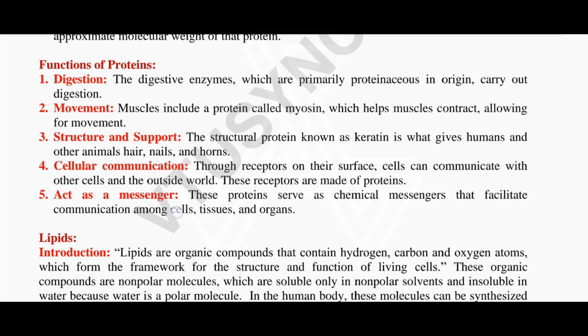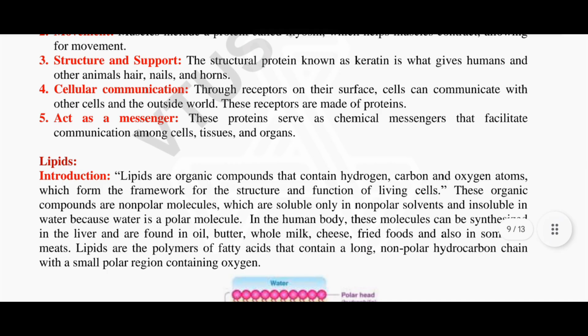Cellular communication: through receptors on the surface, cells can communicate with other cells and the outside world. These receptors are made of proteins and act as messengers. These proteins serve as chemical messages that facilitate communication among cells, tissues, organs, etc.